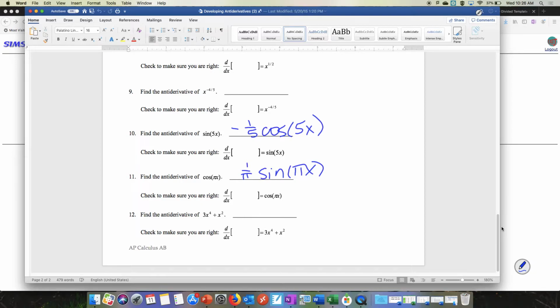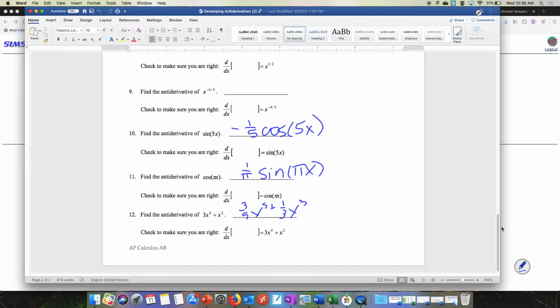And then 3x to the 4th plus x squared. I had a question on it. Okay, hold on. Aaliyah, give me this one. That's x to the 5th plus 1/5. Excellent. Come back to number 11.